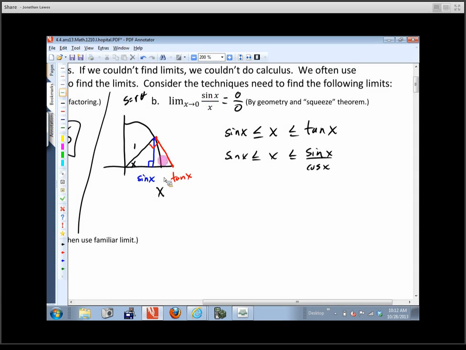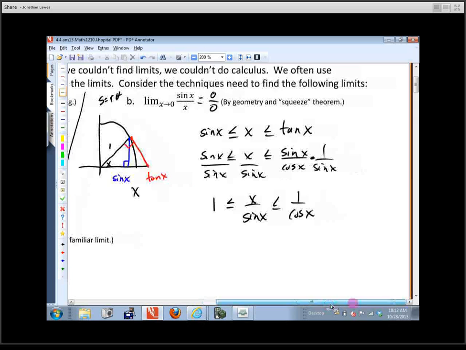Now, I'm assuming for the sake of this argument that I'm in the first quadrant, so the sine is always positive. Could I go through here and divide by the sine of x in every one of these? And I'll multiply this by 1 over sine of x. Would that be okay as long as I'm multiplying by a positive? Change the direction of the inequality? Nope. So here's what I get. 1 less than or equal to x over the sine of x, less than or equal to, well, this is just going to be 1 over the cosine of x. And we're going to resist the temptation to think of that as a secant, because that's not going to be helpful here. And I'll show you why in just a second. Any questions?